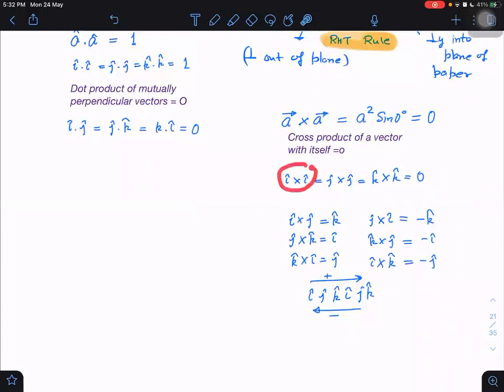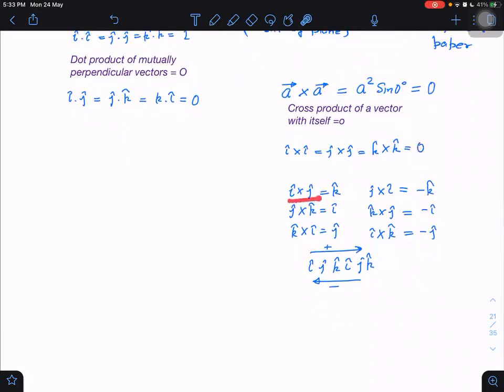But when I start taking the cross product here, let us see what we get. What is I cross I? I cross I will be zero, because sine 0 is 0. A cross A means A square sine 0, and sine 0 is 0. And if it is 0, then I don't care about direction because it is arbitrary direction. Zero vector, null vector, arbitrary direction. I cross I, J cross J, K cross K don't have any direction, or these have arbitrary direction. These are just zero vectors.